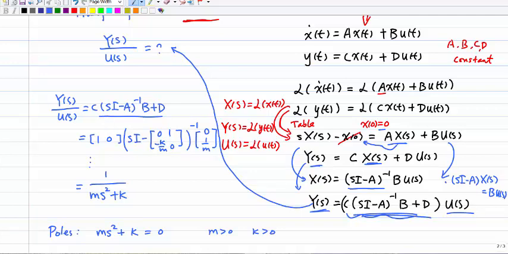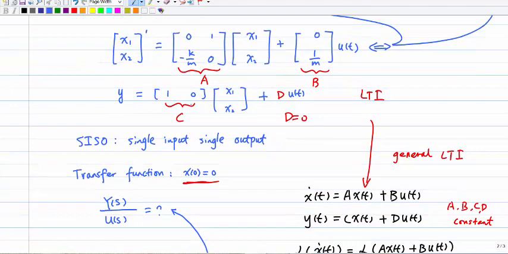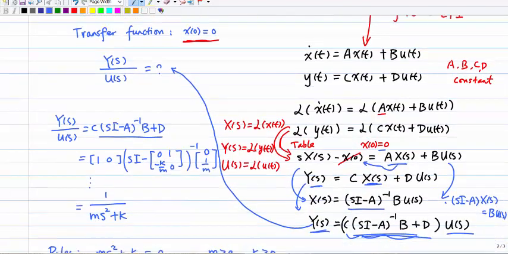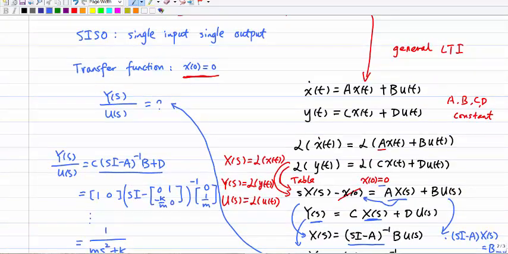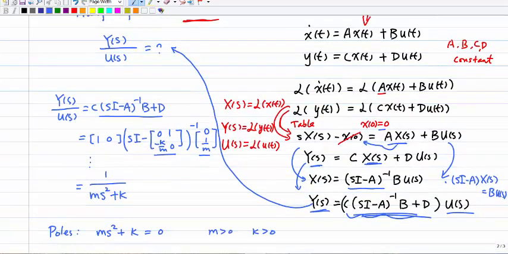Since we already know A, B, C, and D, we just have to plug in those numbers. C is [1 0], and sI minus A, with A being [0 1...], and this is B. D is 0, so you can just ignore D. I don't want to go into the detail of the matrix inverse operations, but when you compute the solution, the transfer function becomes 1 over (m s squared plus k). So this is my transfer function.